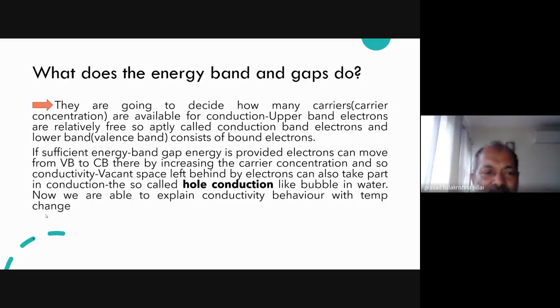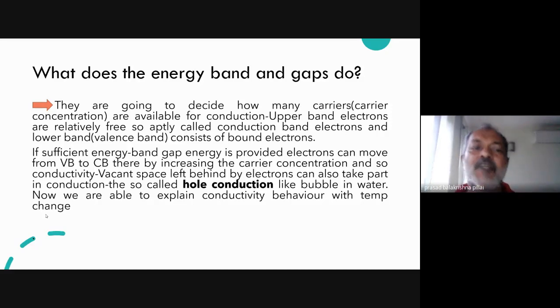Similarly, within the valence band, if there are empty states available, I should not talk of space, I should say energy states. If empty or vacant energy states are available, then neighboring electrons can come and occupy them. Then you will feel that the empty space has moved to where the electrons were previously. So that way, a different type of conduction is also possible. That is very often known as hole conduction.